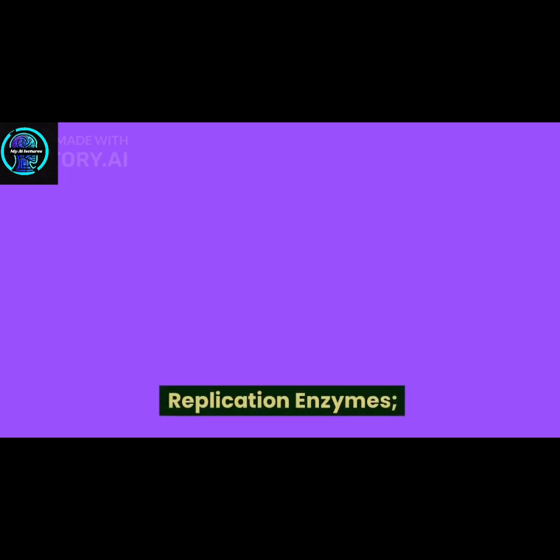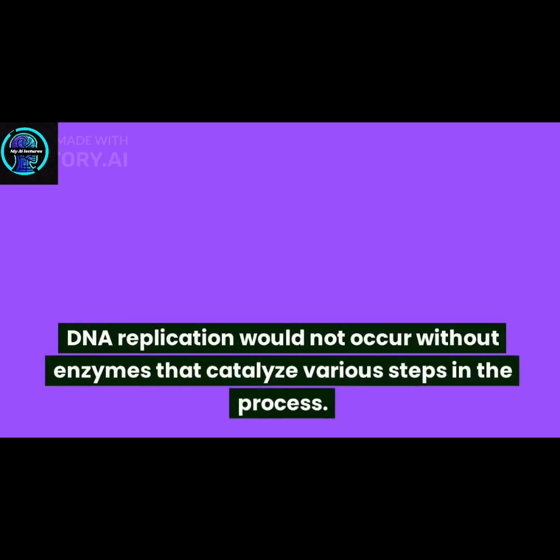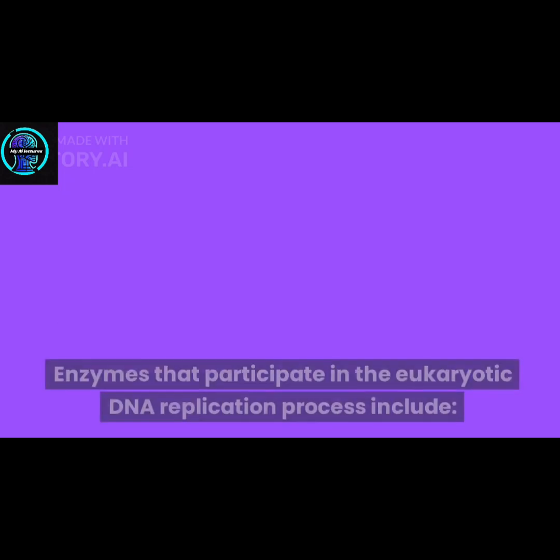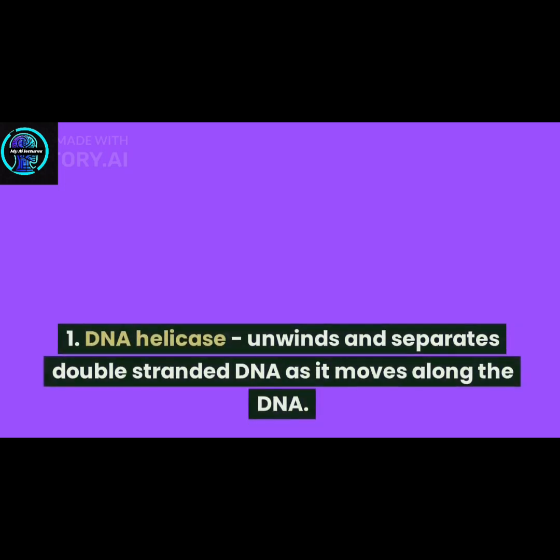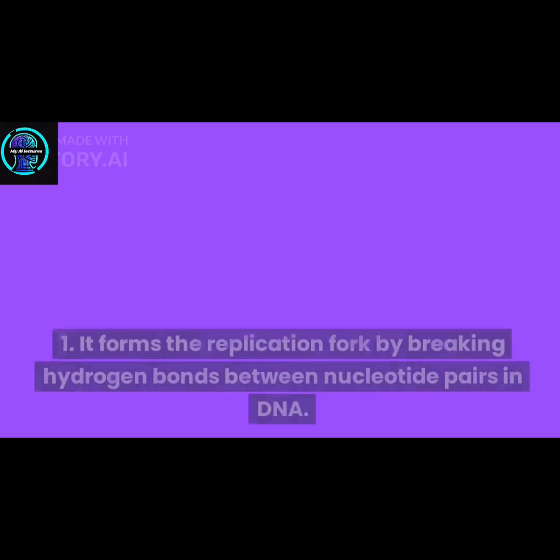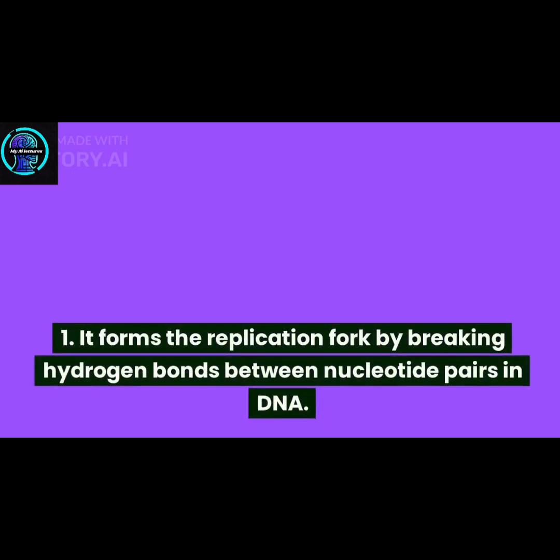Replication enzymes. DNA replication would not occur without enzymes that catalyze various steps in the process. Enzymes that participate in the eukaryotic DNA replication process include 1. DNA helicase unwinds and separates double-stranded DNA as it moves along the DNA. It forms the replication fork by breaking hydrogen bonds between nucleotide pairs in DNA.